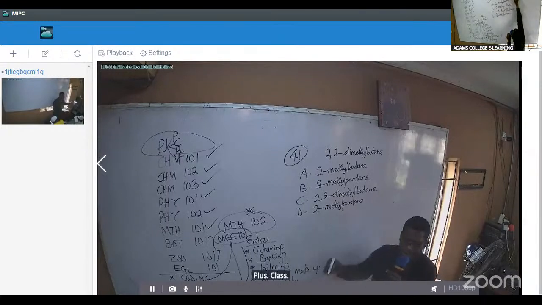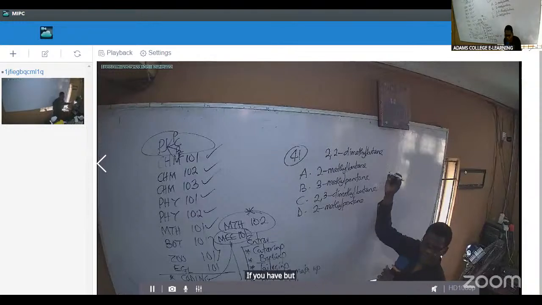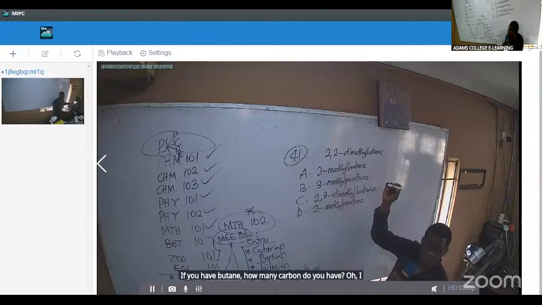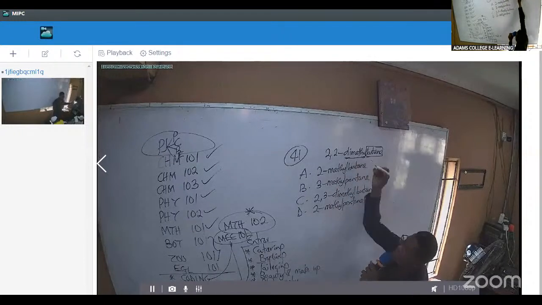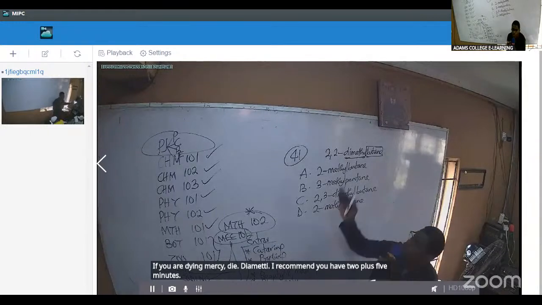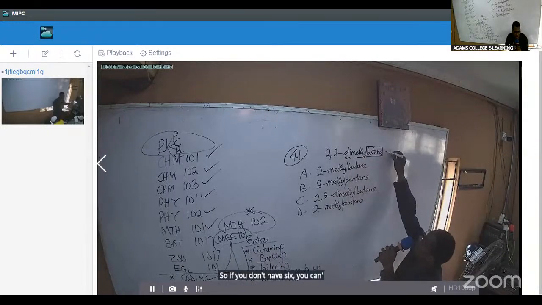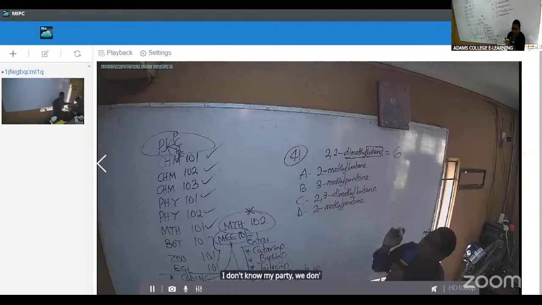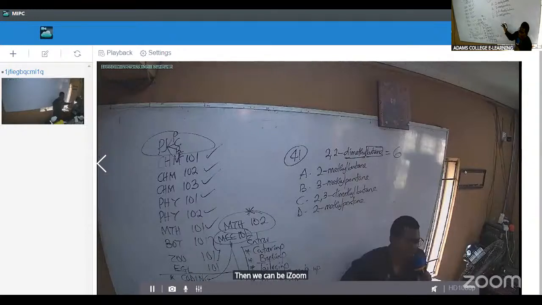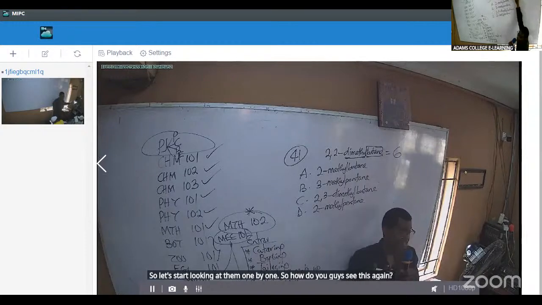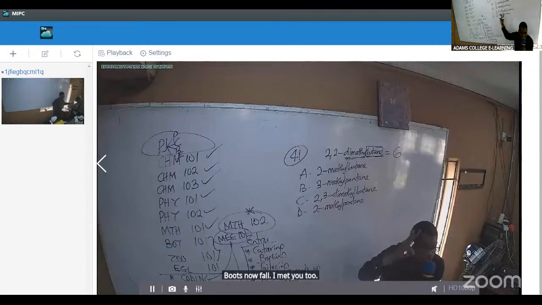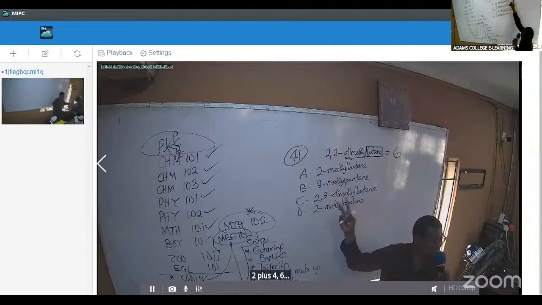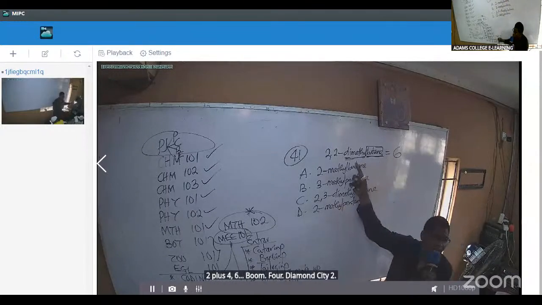What is this one? Butane, abi. If you have butane, how many carbon do you have? 4. If you are dimethyl, how many carbon do you have? 2. 2 plus 4. How many is that? 6. So if you don't have 6, you can't be my isomer. You are not my paddy if you don't have 6. For you to have 6, then we can be isomers. So let's start looking at them one by one. So how do you get the 6 again? Butane 4, dimethyl 2. 2 plus 4, 6.